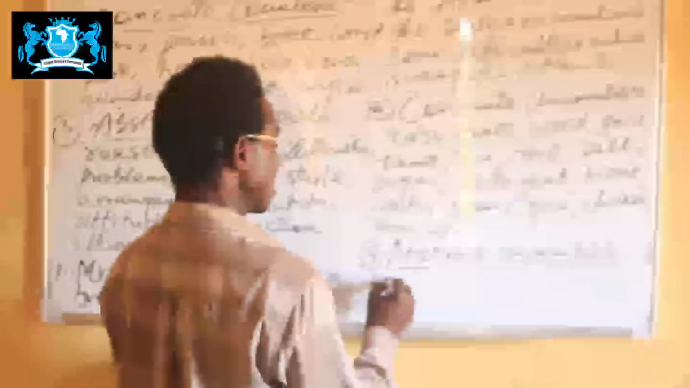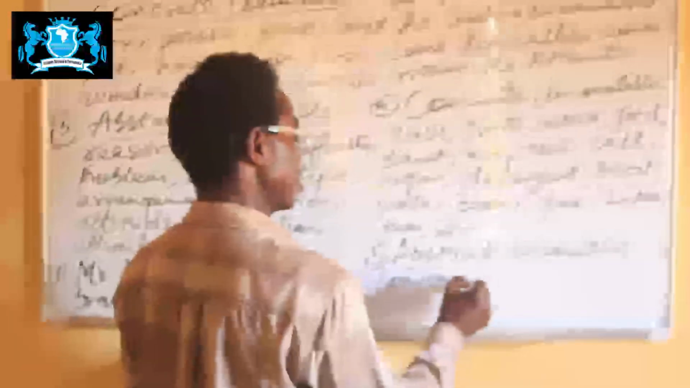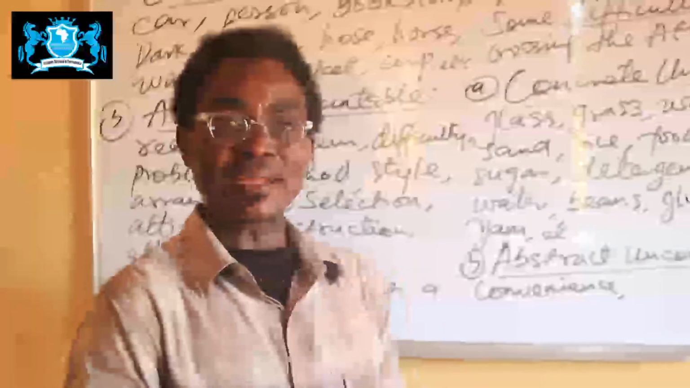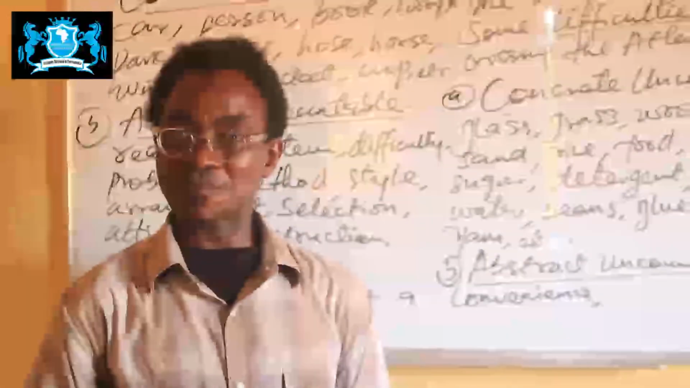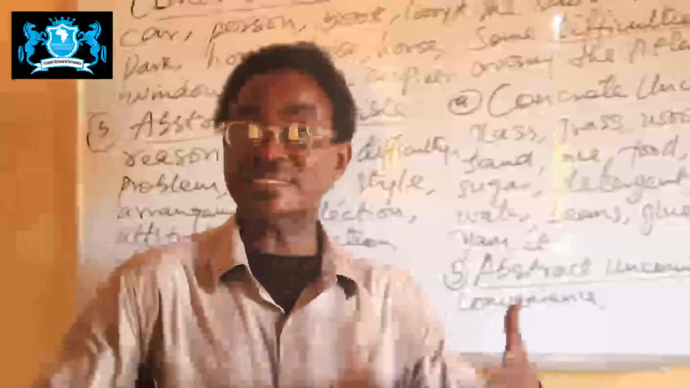Let us take examples and see whether there are also uncountable nouns that are abstract. So think about abstract uncountable nouns. Take a look at the word convenience. Inconvenience, a word that means the state of being easy, the convenience with which a given task is discharged.